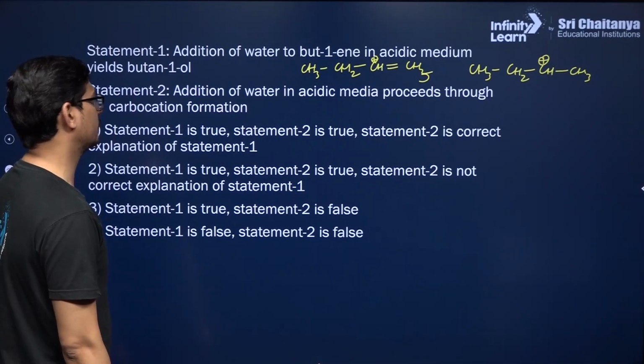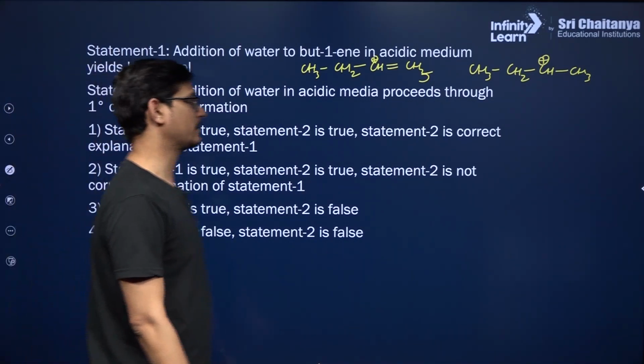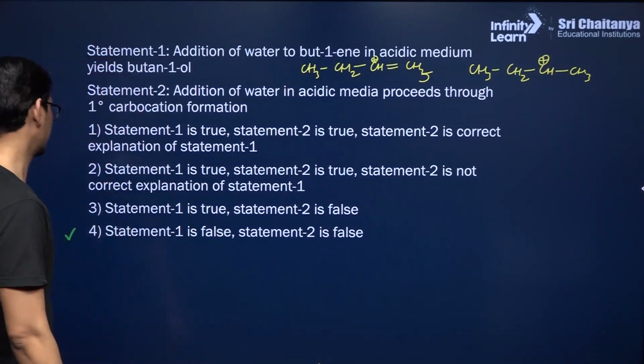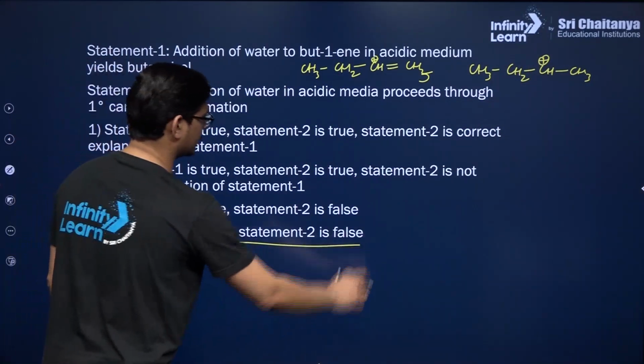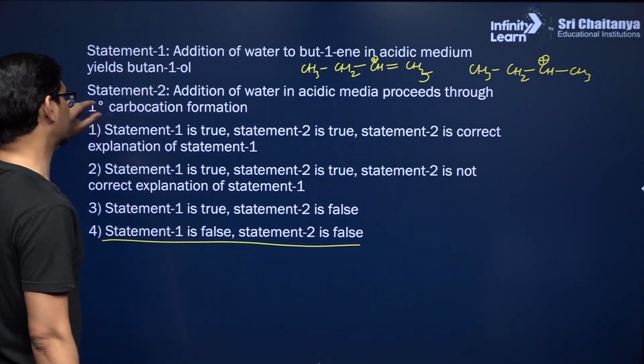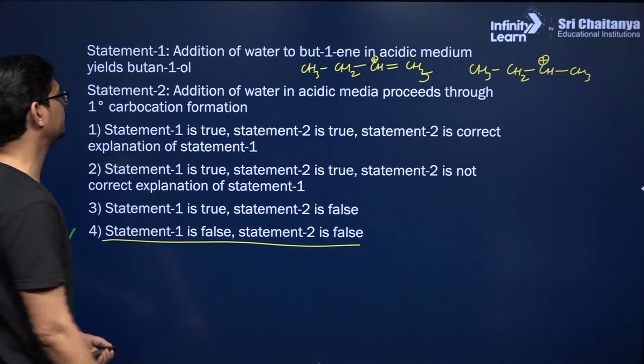Addition of water in acidic medium proceeds through primary carbocation formation. No, as per Markovnikov, the carbocation is secondary here, right? So the correct answer is statement 1 is false, statement 2 is false. It yields butane-2-ol and the carbocation is formed as secondary, not primary.